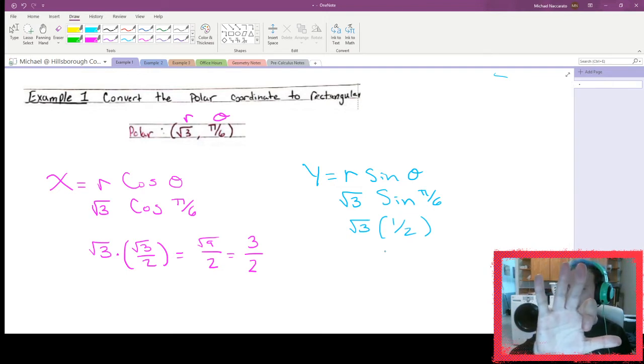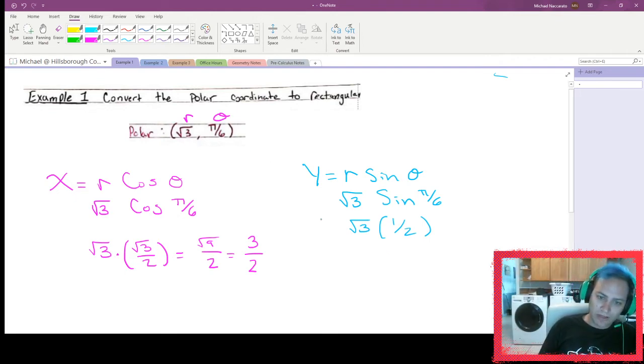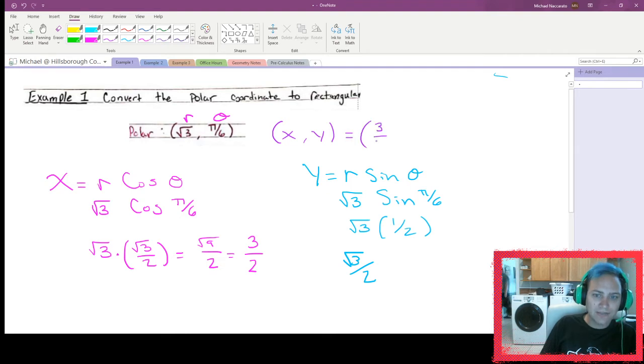Putting down my pointer finger, I know that the cosine was square root of 3 over 2 and the sine was 1 over 2. Okay, so if I multiply that out, square root of 3 times 1 is going to give me square root of 3, and then I keep my 2 on the bottom, and that's my y value. So really simple at this point, we know exactly what the rectangular form is, because rectangular is xy, and I know my x is 3/2, and I know my y is square root of 3/2. And so that's my rectangular form.